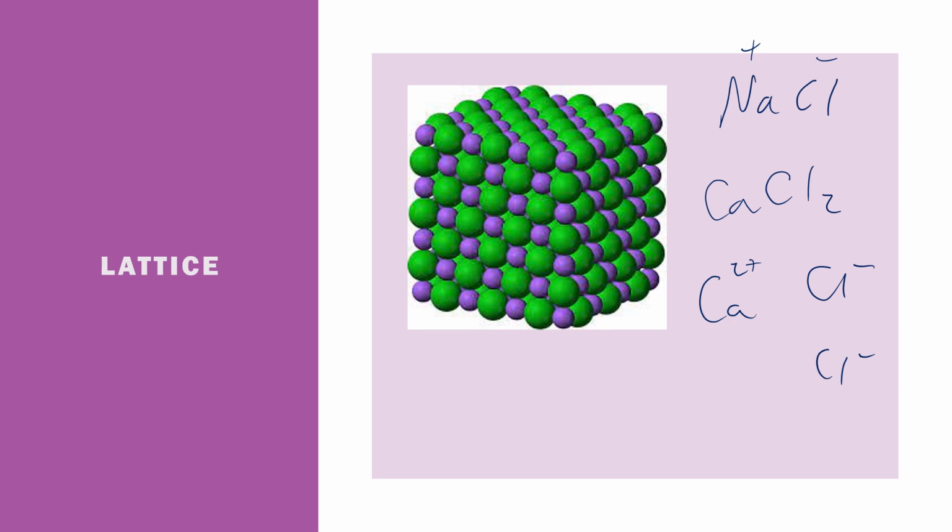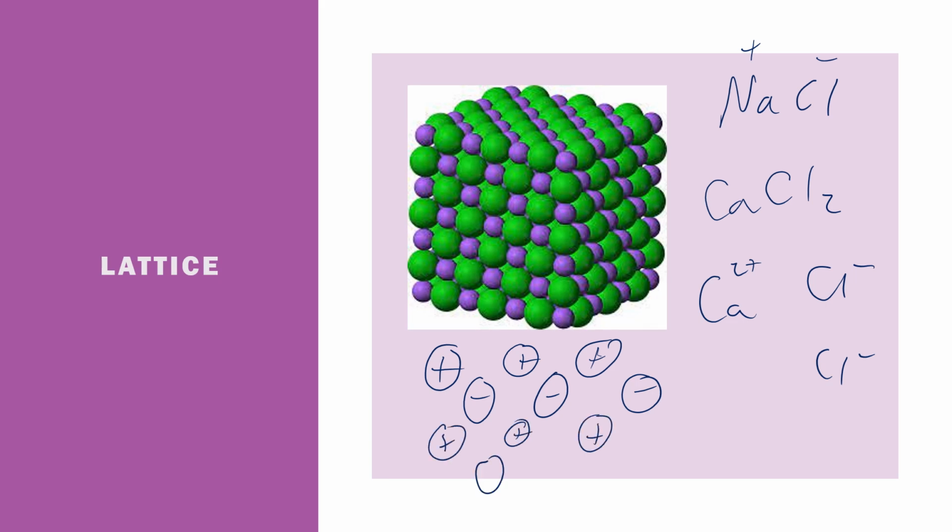Now, you won't ever be asked to draw in 3D like this, but you could be asked to look at diagrams or draw simplified diagrams. So a simplified diagram for sodium chloride would be something like this. And then the positive ones and the negative ones, forming that lattice, that alternating lattice structure. So that would be for a solid when it forms that rigid, organized structure.